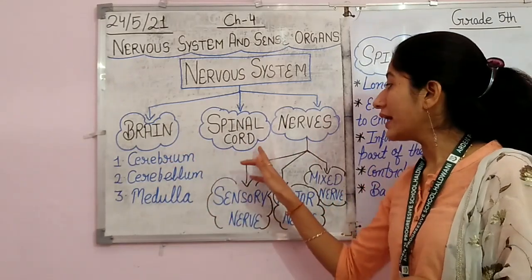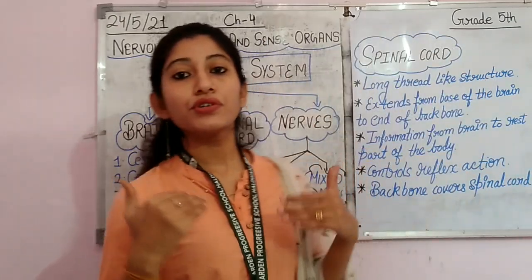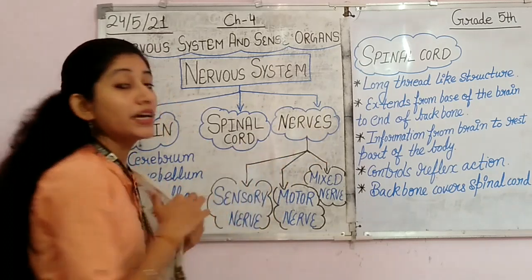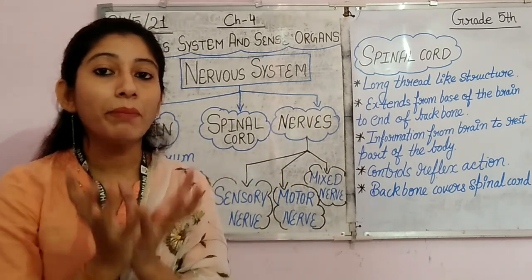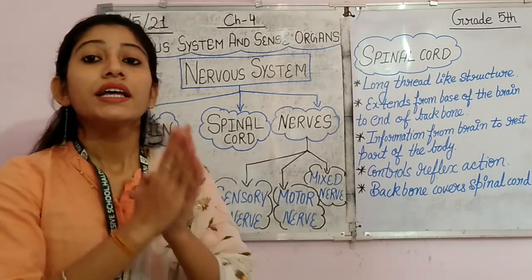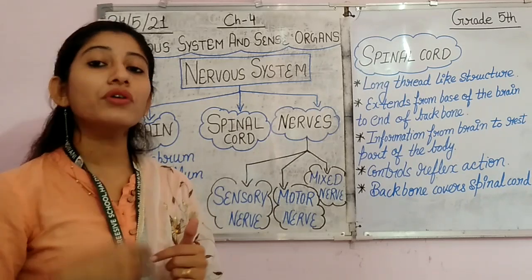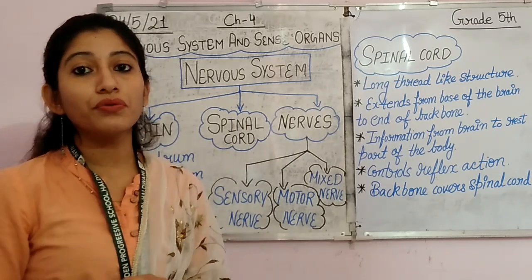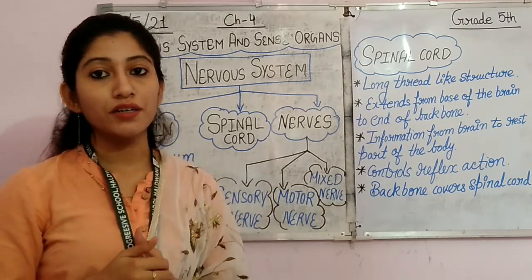About the brain and spinal cord I have explained to you. Now it's time to talk about the third part, and that is nerves. Nerves are also a very important part of the nervous system. They play a very important role. So before going into the roles of the nerves, let me introduce you to the types of nerves.